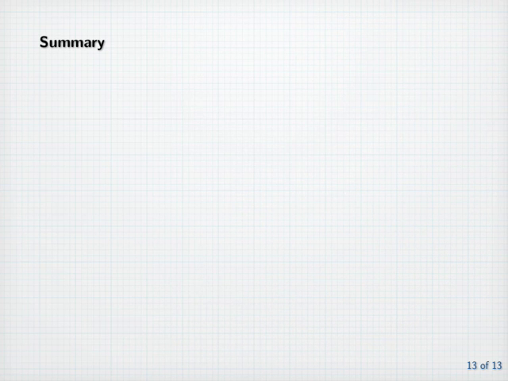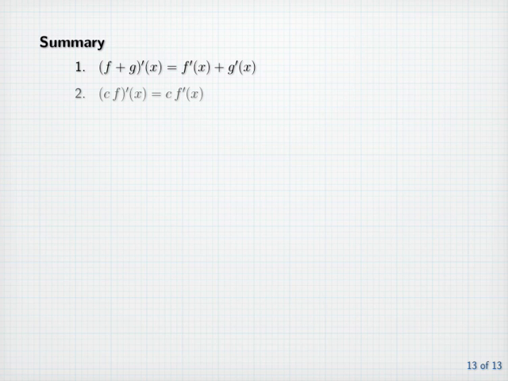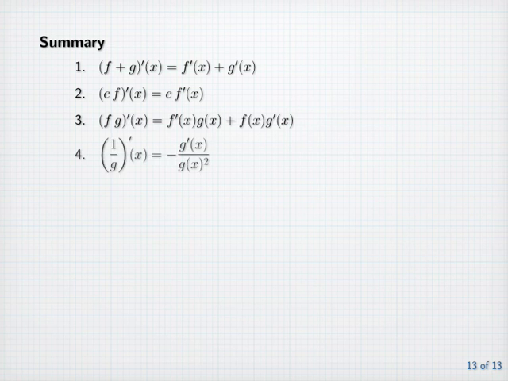Summary. We've learned the following rules for differentiation. 1. The derivative of a sum is the sum of the derivatives. The derivative of a constant times f is the constant times f prime of f. The derivative of a product is the derivative of the first factor times the second plus the first factor times the derivative of the second. We have the reciprocal rule. The derivative of 1 over g is minus g prime divided by g squared.